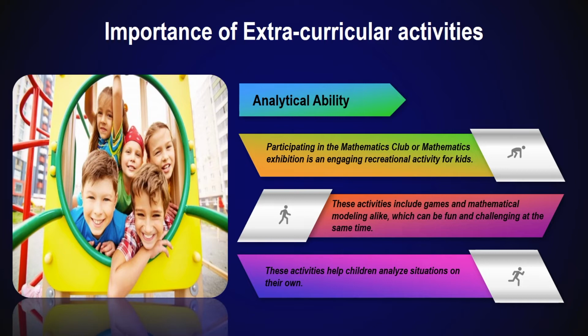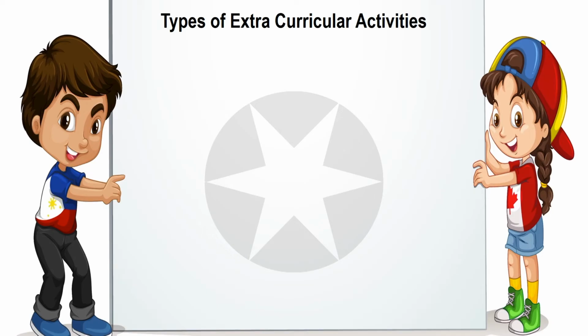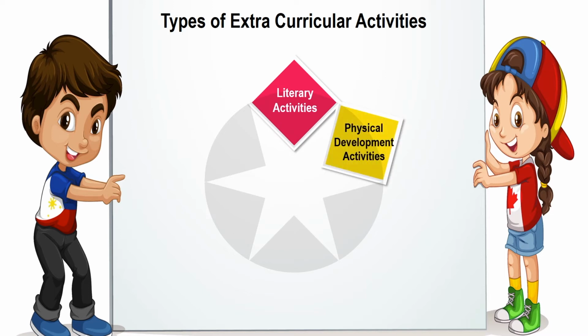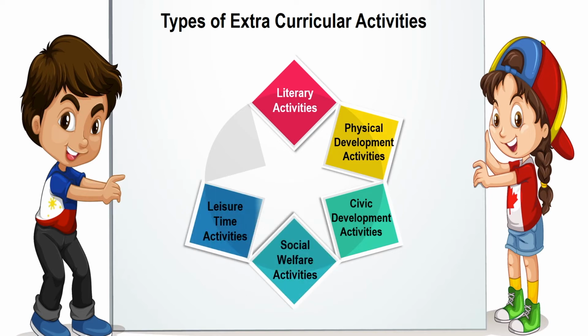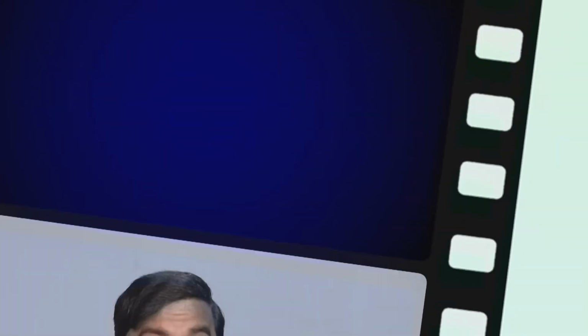So, there are a lot of other types of extracurricular activities that can be categorized under the following headings: literacy activities, physical development activities, civic development activities, social welfare activities, leisure time activities, pleasure trip activities. These are all part of different extracurricular activities that are used for the holistic development of any student at any level. It is not only helpful for kids, it can be used at any level.